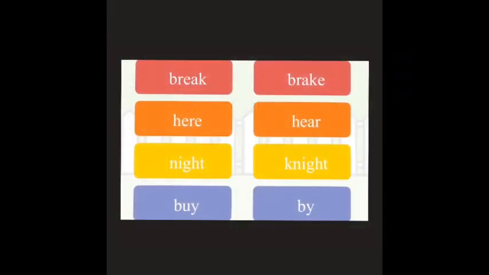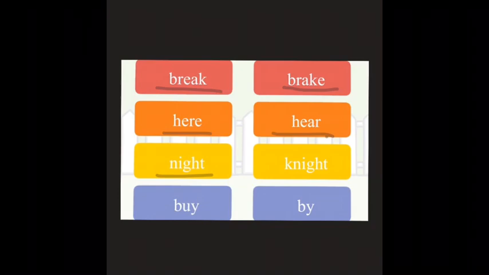So here you can see we have break, as in breaking something, or brake, as in the brakes on your bike or your car to stop you. We've also got here, as in a place, or here, as in hearing in your ear. We have night, as in day and night time, when the sun goes down. Or we have knight, as in a knight in a castle.